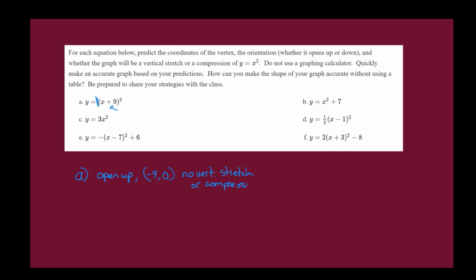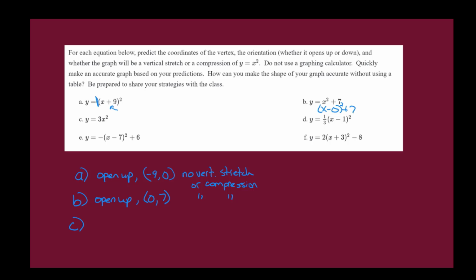All right. Then we're going to go to B. It opens up again, because A is 1. It's positive. The vertex, this is like saying X minus 0, plus 7. So the X coordinate of the vertex is 0, and because it's plus 7, it's up 7. There is no vertical stretch, or compression, because A is 1. It's not greater or less than 1.